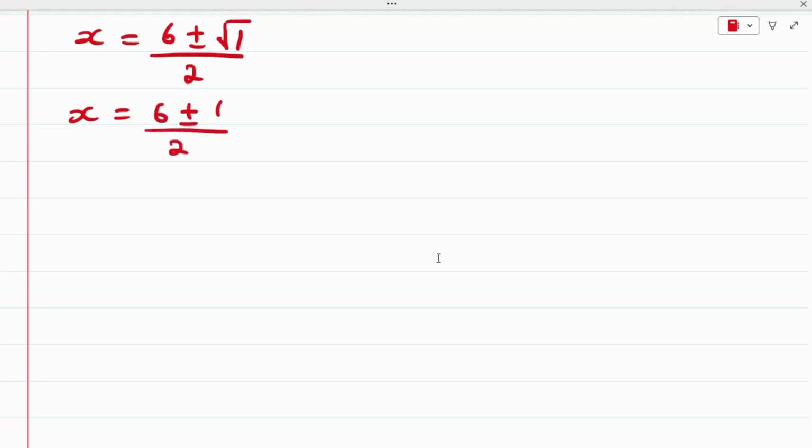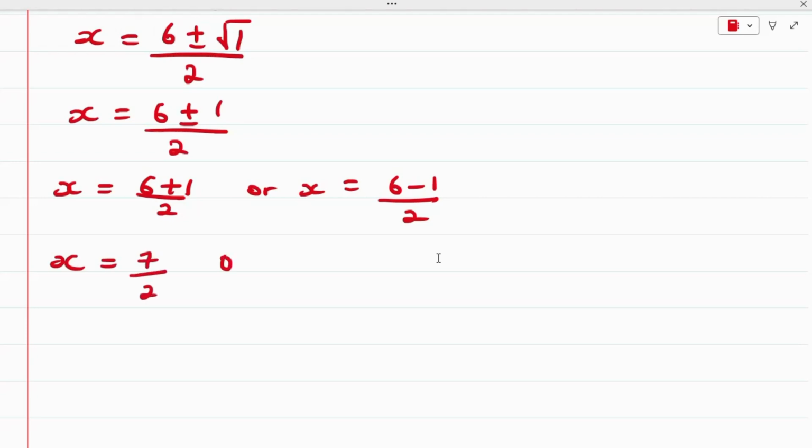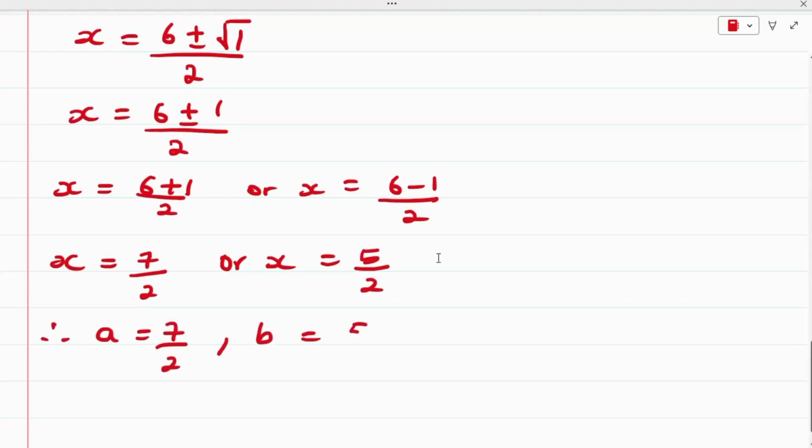So x is equal to 6 plus 1 divided by 2, or x is equal to 6 minus 1 divided by 2. So x is equal to 6 plus 1 is 7, divided by 2, or x is equal to 6 minus 1 is 5, divided by 2. So therefore we have that a is equal to 7 over 2 and b is equal to 5 over 2. So we have a and b.